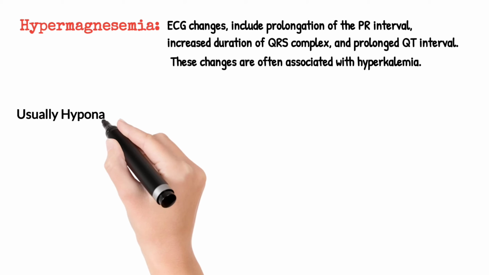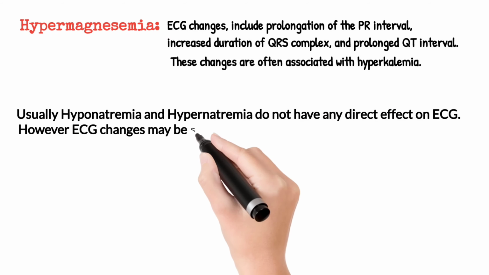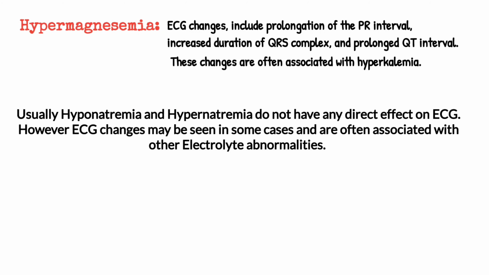Usually, hyponatremia and hypernatremia do not have any direct effect on ECG. However, ECG changes may be seen in some cases and are often associated with other electrolyte abnormalities.